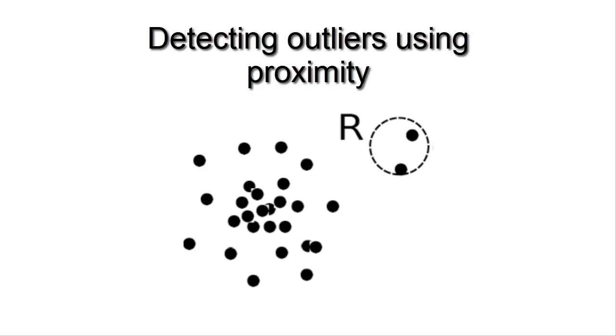This could be very important. Maybe your credit card got stolen and somebody bought something that you usually do not buy, and the bank can help. So it is extremely important to detect and to work with outliers.